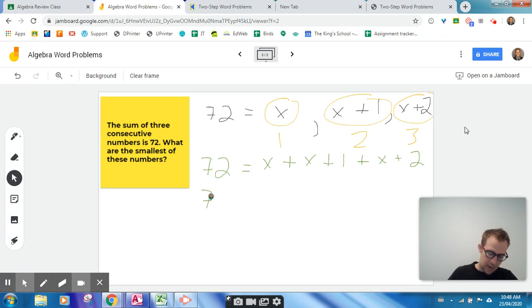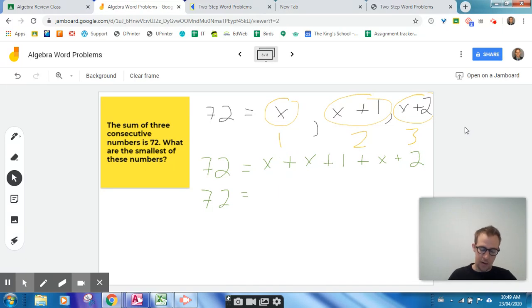Okay, so we've written them out. 72 equals x plus 1 plus x plus 2. So those are the three consecutive terms that when added together, they're going to equal 72. So first step when we get a multi-step problem like this is to combine our like terms.